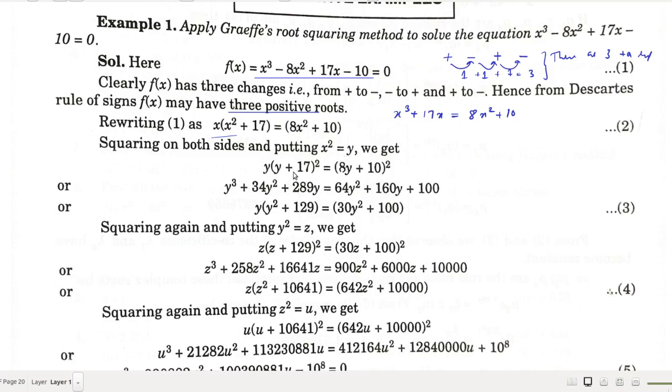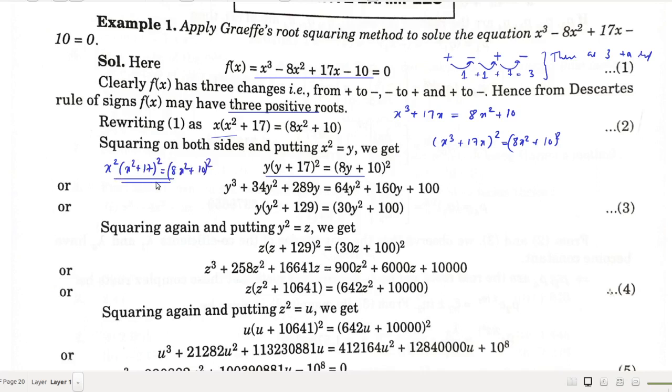So first of all we substitute this, then you get x square is equal to y here. Then we can write y plus 17 whole square, 8y plus 10, y square. We can write it the other way: x cube plus 17x equal to 8x square plus 10 whole square. So first of all you square this one and then substitute. Squaring both sides and substituting, you will get this one. From this equation you can write x square plus 17 whole square plus 8x square plus 10 whole square.